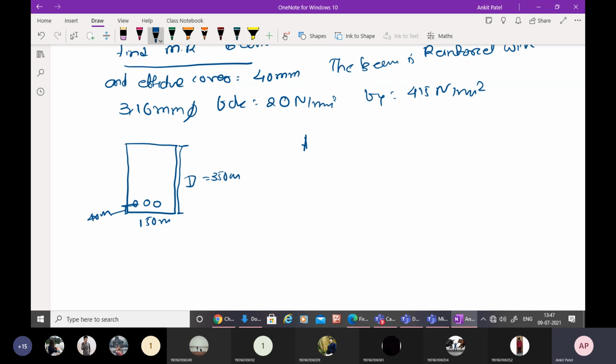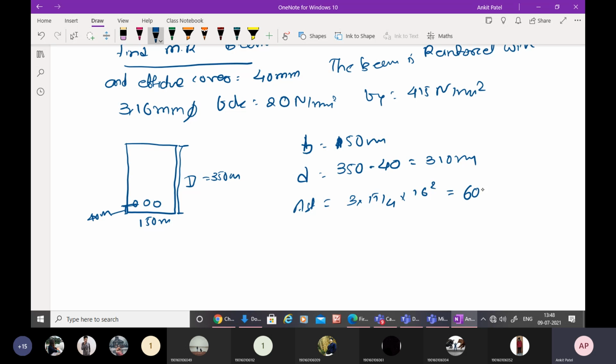So first of all, we use b equals 150 mm, small d equals 350 minus 40, the cover. So your answer is 310 mm. And Ast is 3 into pi by 4 into 16 square. So your answer is 603 mm square.